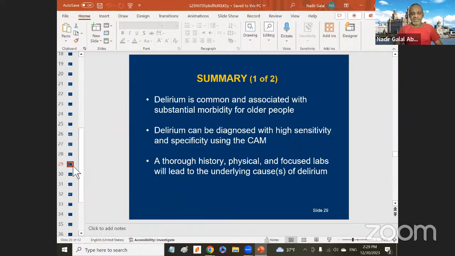So this is the summary. Delirium is common, and can be diagnosed with high sensitivity and specificity using the CAM method. You need a very good history, exam, and focused labs. So we'll use tools that can help to identify the underlying cause.